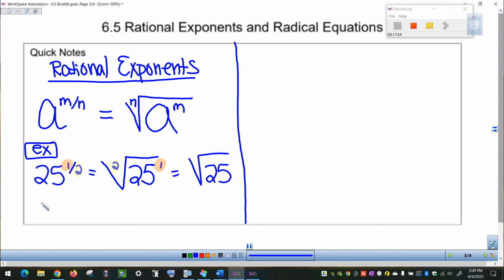Here's one that looks a little bit different. So let's say you have something like 16 raised up to the 3/4. Well, this is going to be the 4th root of 16 to the 3rd. So that one looks a little different. We have to have the 4 here to tell us it's a 4th root, and we have to have the little 3 in there, really just because it's not one.